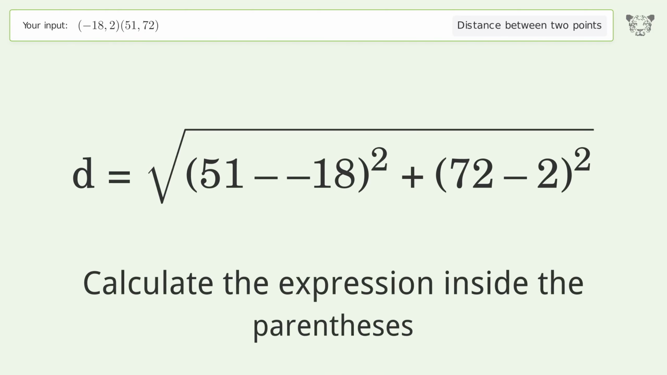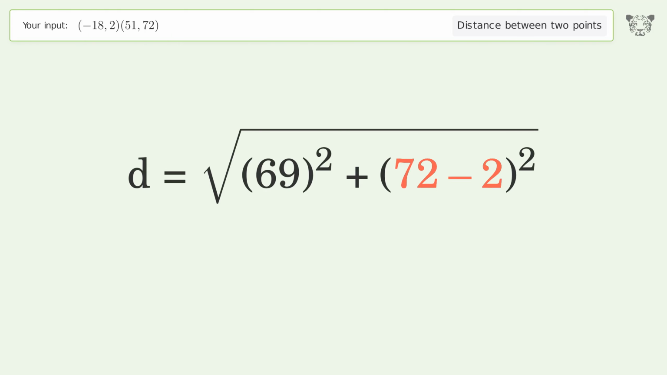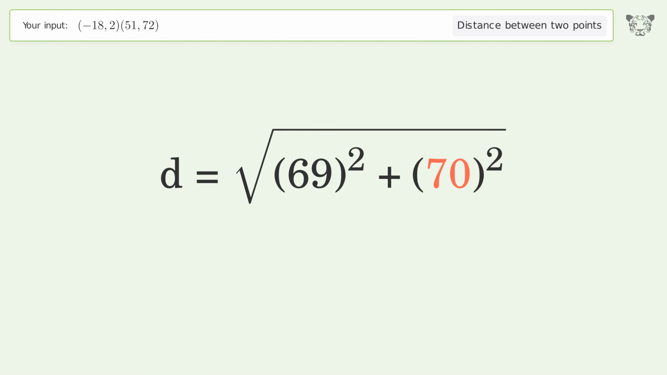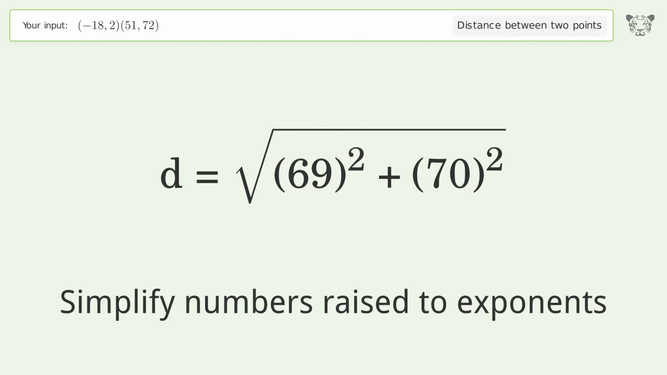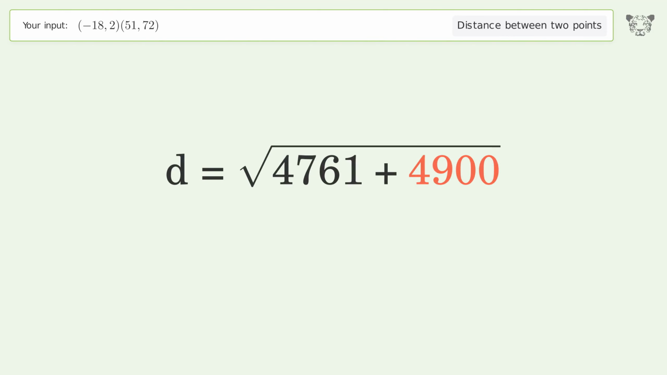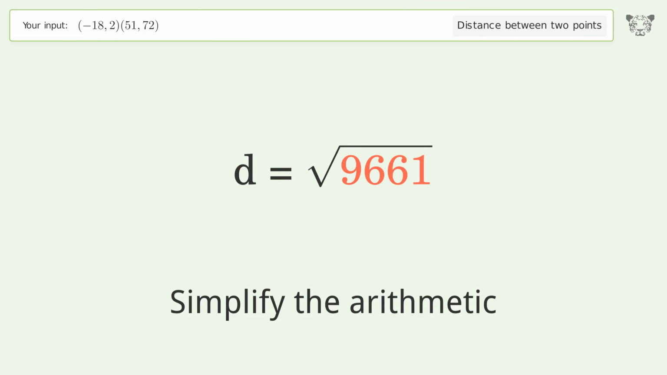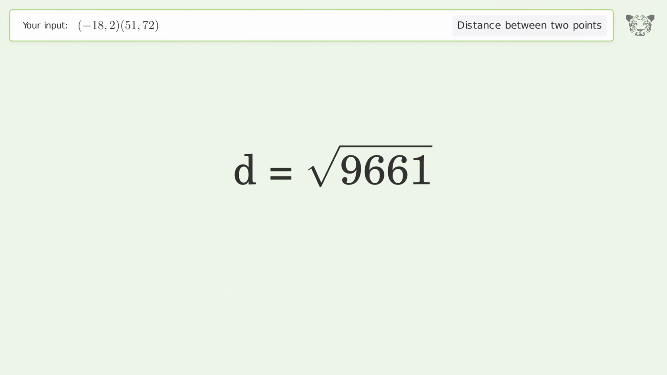Calculate the expression inside the parentheses. Simplify numbers raised to exponents. Simplify the arithmetic. And so the distance between the 2 points is the square root of 9,661, or 98.29.